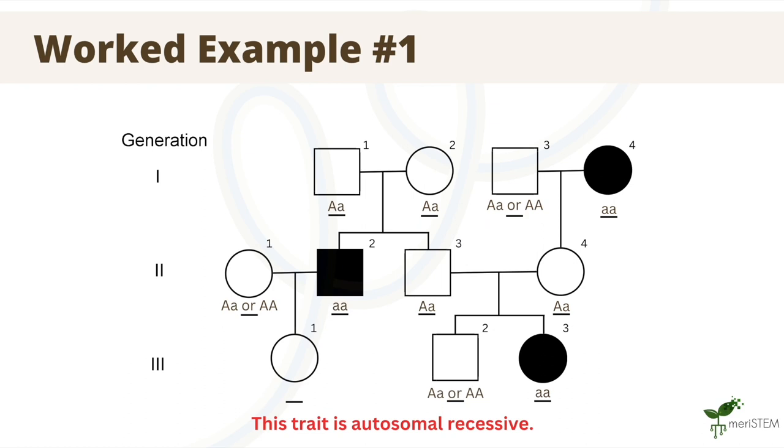So looking at this last individual in the third generation, we know that they must at least have one dominant allele, as they do not display the trait. However, if we look at their father, he only has an ability to pass on a recessive allele for this trait, because he is homozygous recessive. This means the child must have a recessive allele and a dominant allele. And we can see our final results of the question here.